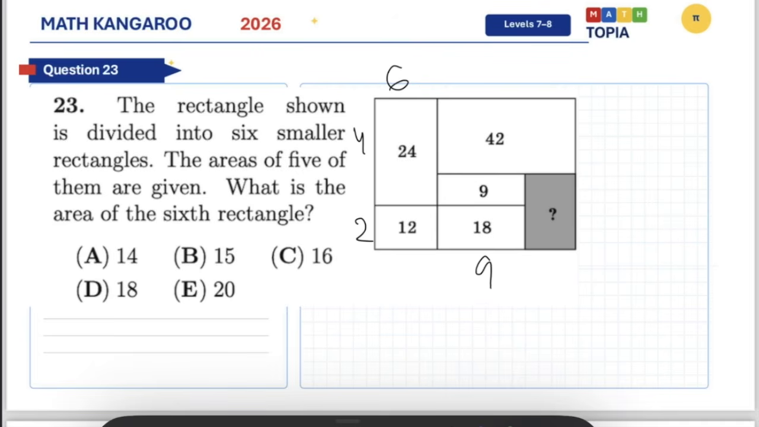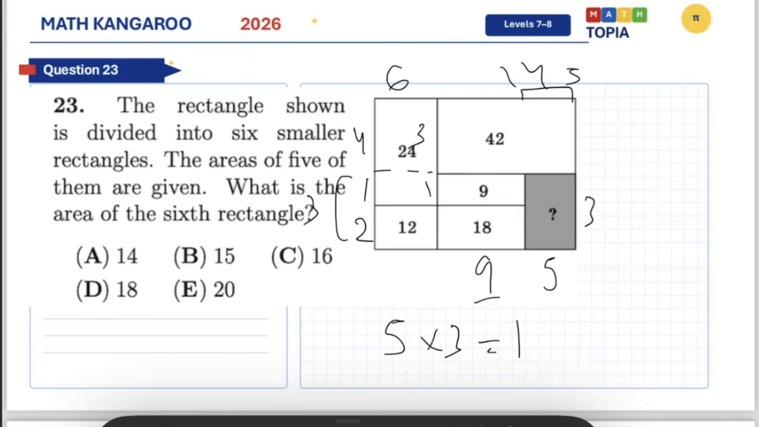If this is 2, then that is 9, that is 1, that is 3, 4 minus 1, 3, that is 14. Let's draw a line there just to make things a little easier. And then this part over here would be 5 because 14 minus 9, notice here, is 5. That means this is 5. 2 plus 1 is 3. This is 3. So 5 times 3 equals 15. So our answer is B.